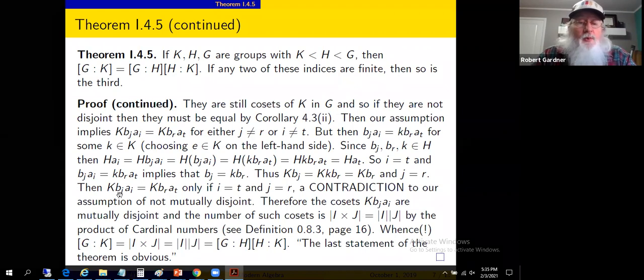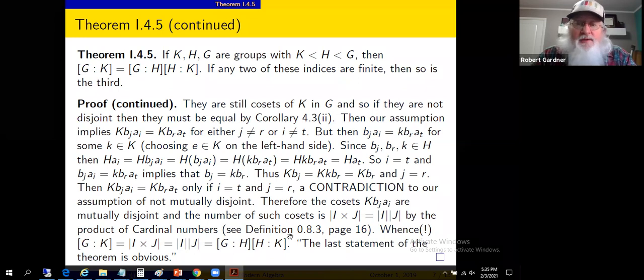So we've shown that we get equality here only if i equals t and j equals r. That's a contradiction. We assumed at least one of these were different in the disjointness. So we really do have a disjoint collection.